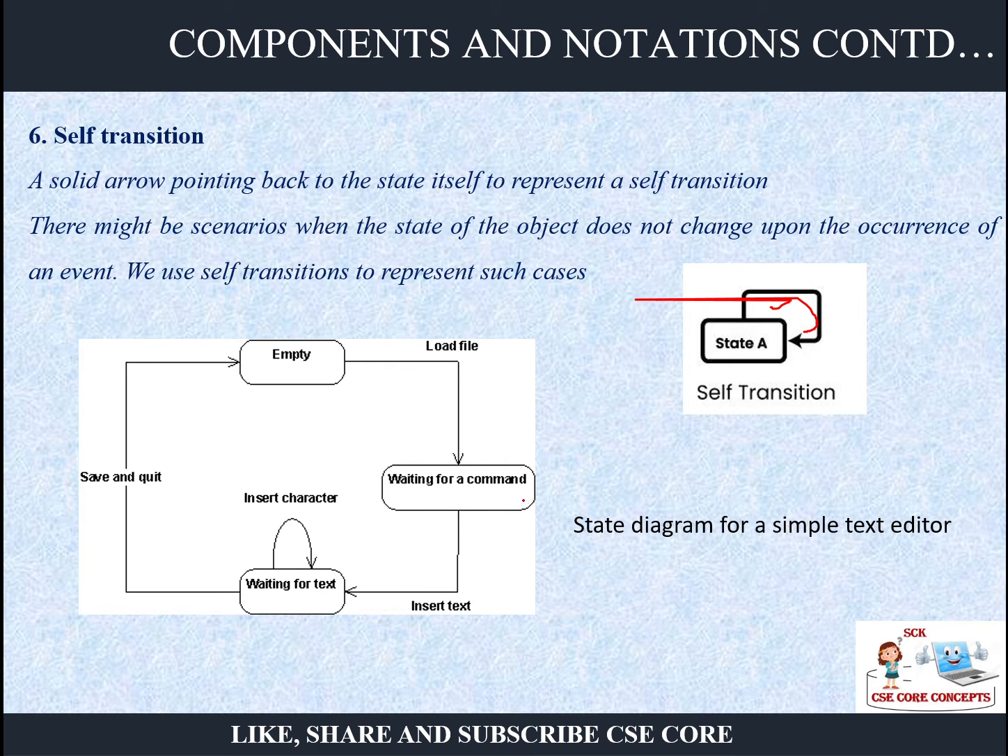So here you can see that you are inserting characters one by one for the text. Understood? You are loading a file, you are waiting for a command. Let's say you have said new file, and you start inserting the text. When you are inserting the text one after the other, it is not changing any state unless you press save and quit. When you press save and quit, then only your state changes to an empty or closed state. So these types of transitions are called self transitions.